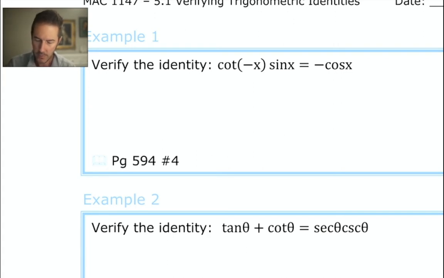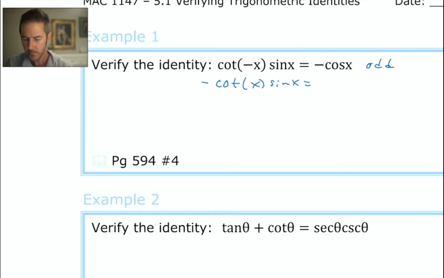The cotangent is an odd function, so maybe I'll put a little note over here that says odd, and that's what's allowing me to take that negative sign out and write this as the cotangent of positive x. And then there's the sine x still. Why did I do that? I'm allowed to do it because it's an odd function. Why did I do it? Because the argument here is negative and the argument here is positive. Here it's positive also. But I'm looking for consistency in the argument, and so I'd like to get rid of that negative sign.